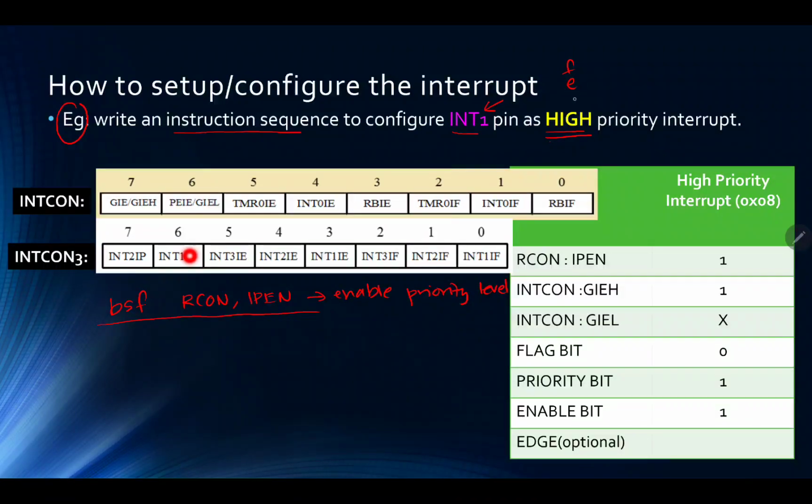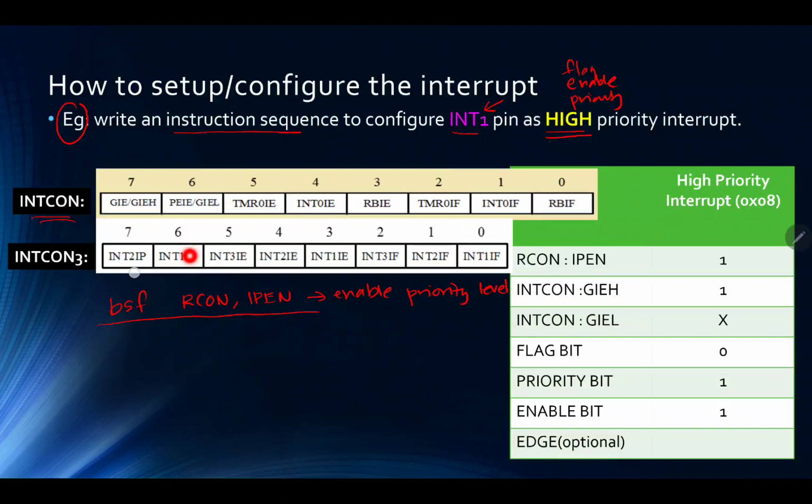The flag, enable and also the priority bit. So we have to search INT0IF. Under INTCON, if you search, the top one is INTCON. Somehow INTCON2 is missed from this slide, but you can refer to your instruction set. You can notice that the INTCON register is all mixed. You have GIEH, PEIE, then timer 0 enable, interrupt 0 enable, then you have RB, this is port B, pin change enable, then you have flag.